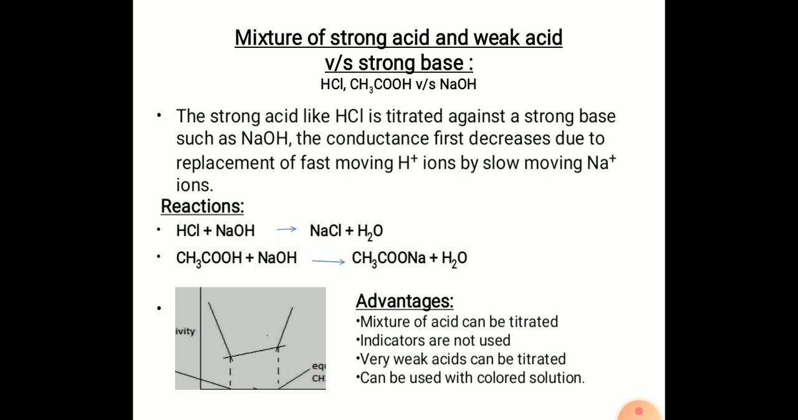So this is all about conductometric titrations, where we have studied three cases. First case is strong base versus strong acid. Second is strong base versus weak acid, and third is strong base versus a mixture of acids, that is, one weak and one strong. So I hope you understood. Thank you.